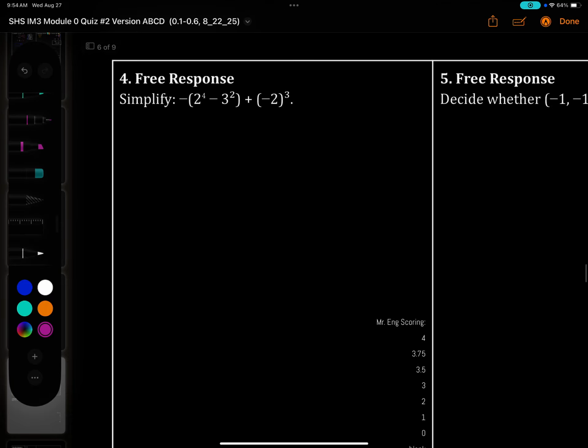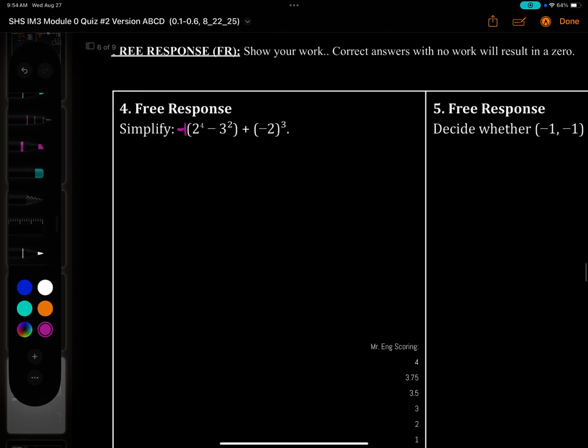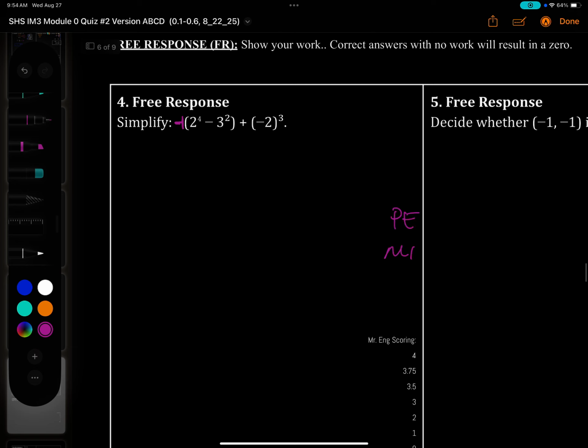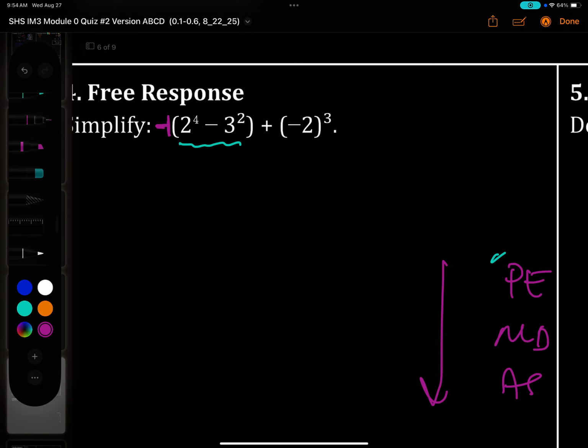Okay, question number 4 on the back side. I do want to point out this one. So that one's multiplication, -1 times that. So remember, back in PEMDAS, we're going down, so we're going to do these first. Now, inside the parentheses, let's write that I have -1.